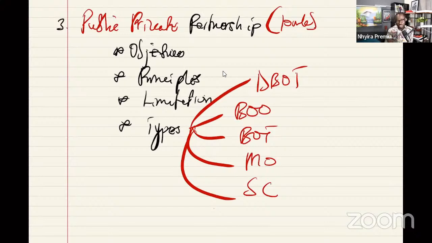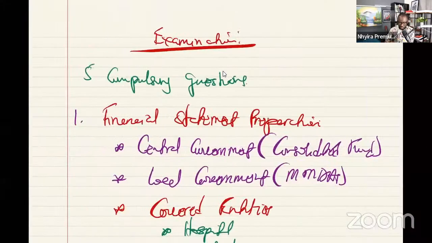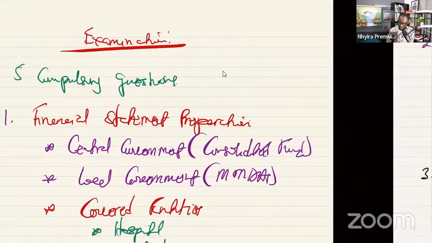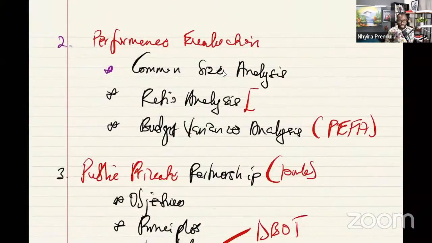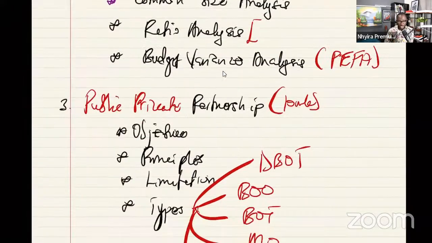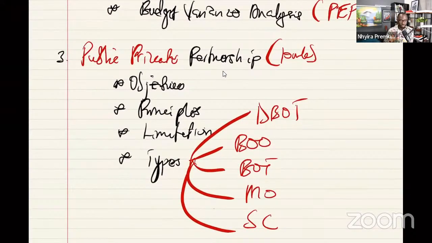But when it comes to this 10-mark area, these are the key issues that we need to focus on and look out for to increase our chances of passing the examination. So that is the third huge aspect that we have to share our thoughts on. So number one, financial statement preparation. Number two, evaluation of the performance of the government using common size analysis, ratio analysis, budget variance analysis. And then number three, public-private partnership arrangements.